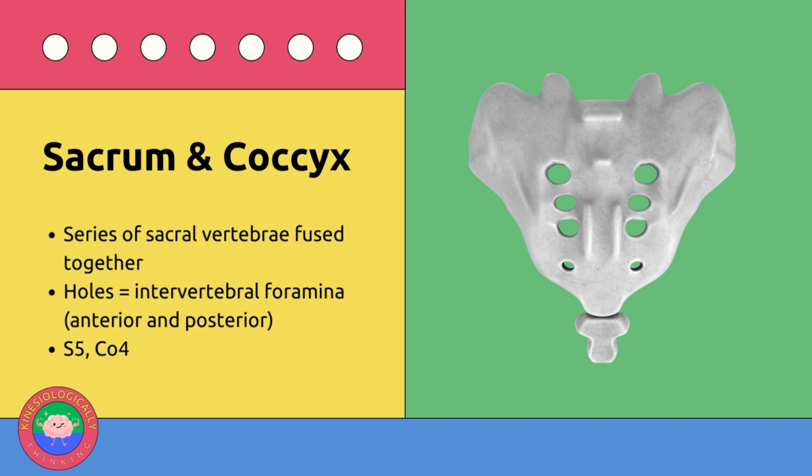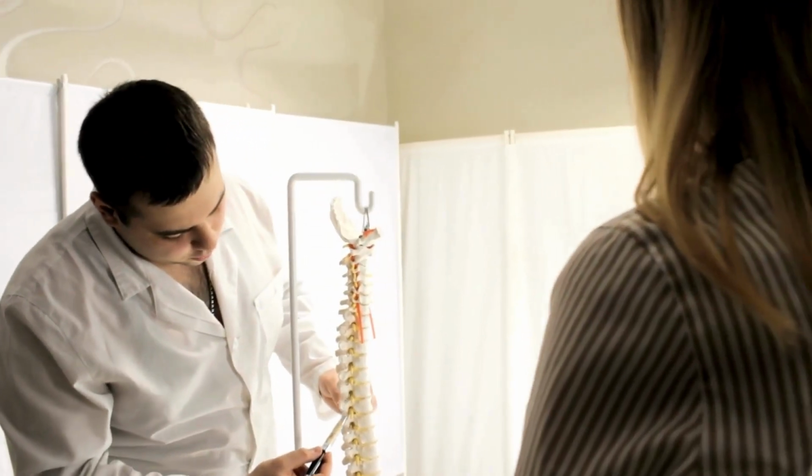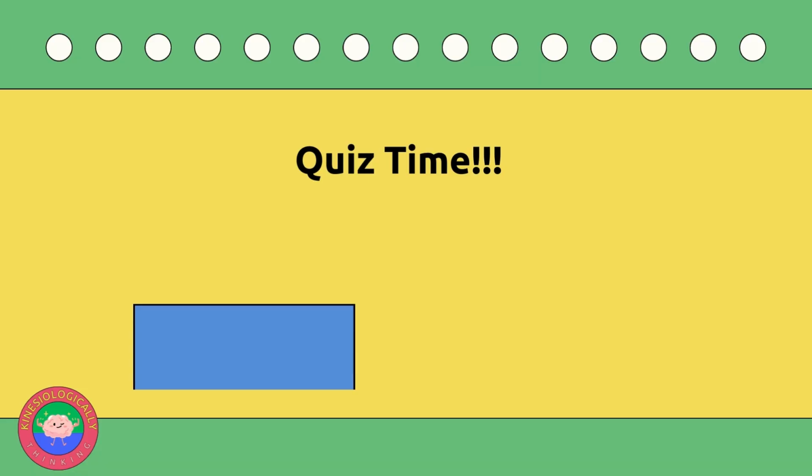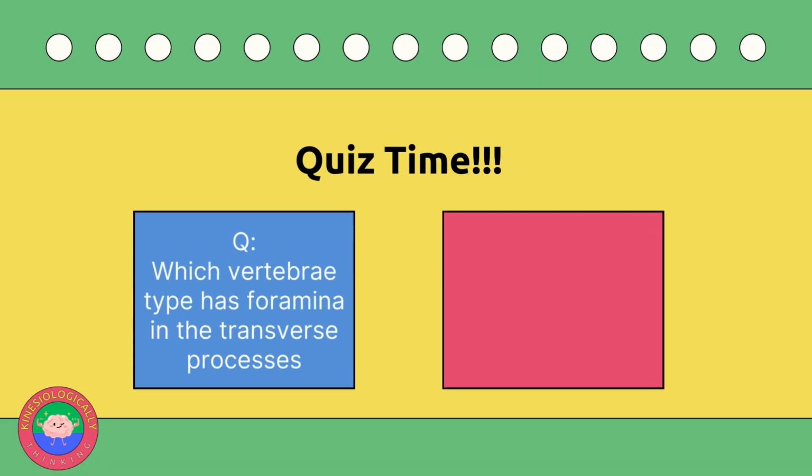Quiz time! You'll have 20 seconds to answer each question. Good luck and let us know how you did in the comments. Question number 1. Which vertebrae type has foramina in the transverse processes?